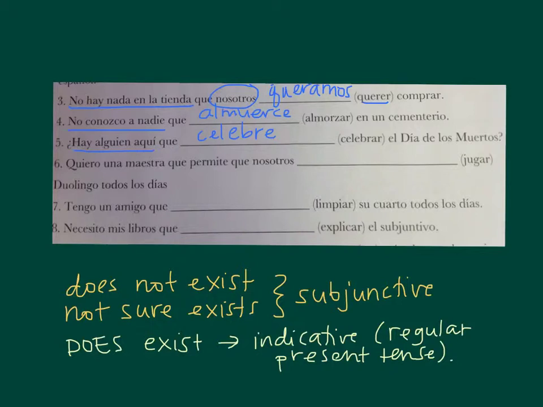Okay? For my verb jugar, I'm going to be conjugating in the nosotros form. I need to remember that AR verbs are not going to stem change in nosotros form. However, it's a gar verb, so I am going to have to add the U after the G. Okay, so quiero una maestra que permite que nosotros juguemos a Duolingo todos los días. Okay?